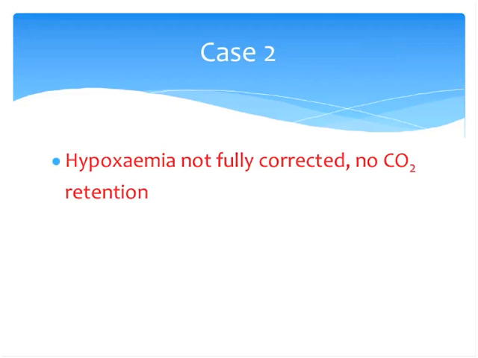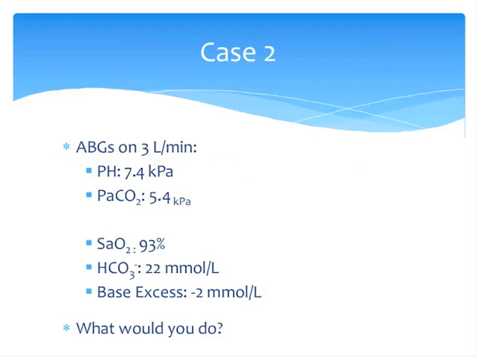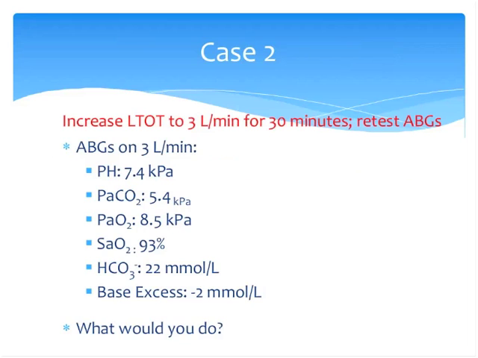She did, however, have no CO2 retention, which means that you can safely increase her oxygen and repeat the blood gases. So that's exactly what we do, is we increase the long-term oxygen to 3 litres in the clinic and wait for 30 minutes, and we retest their arterial blood gases. And these are the results you have in your clinic. So again, take a moment to look at these results. So on 3 litres per minute, the pH is 7.4, PaCO2 is 5.4, PaO2 is 8.5 now, saturation's at 93%.